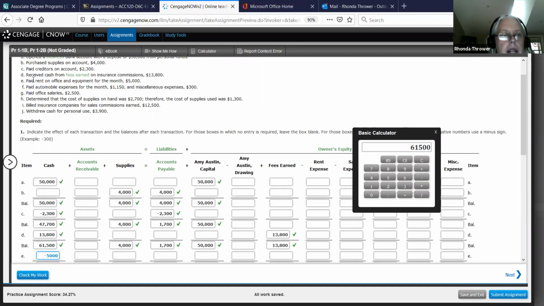Because it tells us that we paid cash. We paid for the rent. See the word paid there. That means that our cash went down by the amount that we paid, which was $5,000.